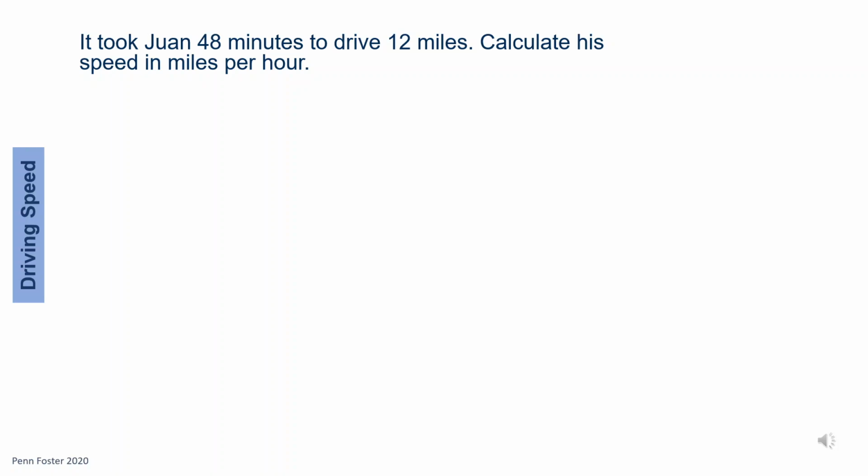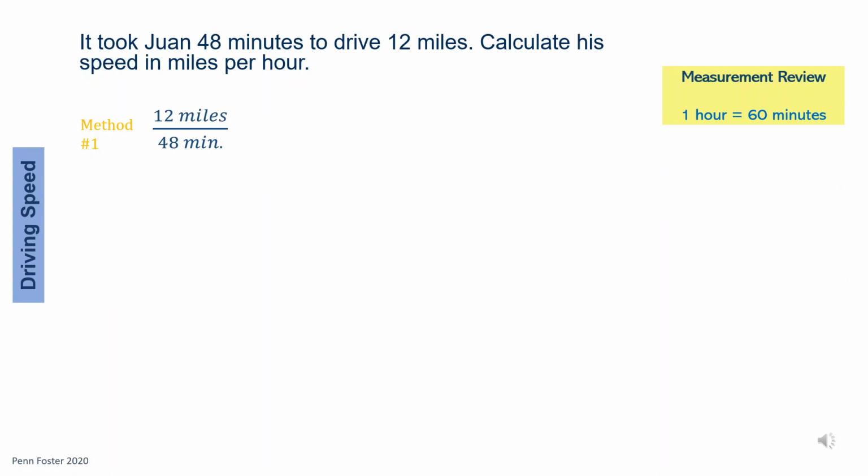In this situation, the time unit in the given rate is in minutes, but the desired time unit is hours. First, write out the given rate. Since the desired rate is miles per hour, then we must convert 48 minutes to hours. 1 hour contains 60 minutes. Set up a proportion with hours on the numerators and minutes in the denominators. Cross multiply, then divide the product by 60 minutes. 48 minutes are equivalent to 4/5 of an hour.